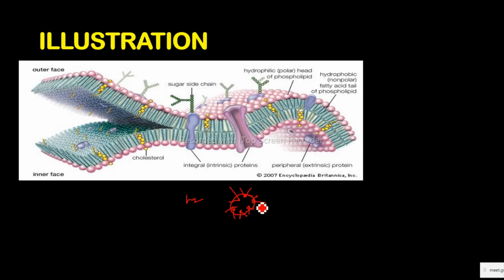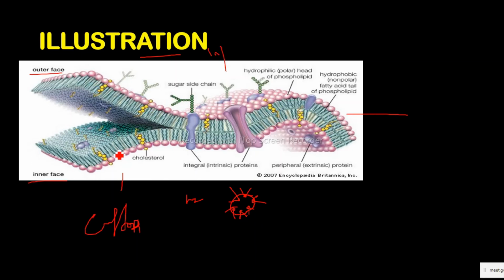Okay? So, as a result, because of this property, these phospholipids are able to form a biological membrane, a plasma membrane. Because think about this. This is extracellular, the outside face, and this is inside. And inside you have the cytoplasm, which is filled with water. But also outside you have the intercellular space, which is also filled with water.